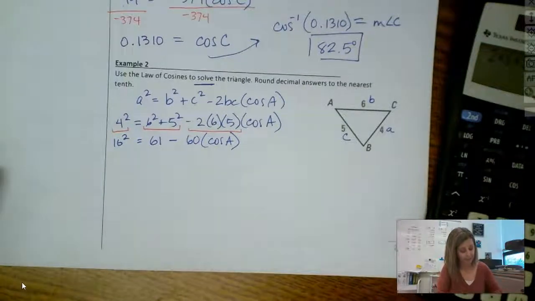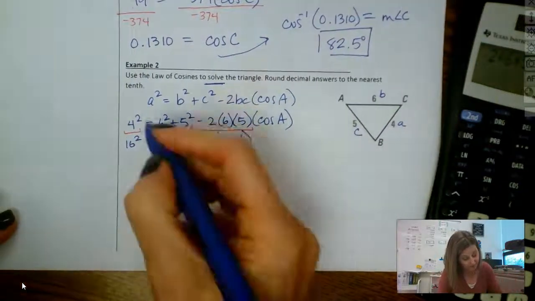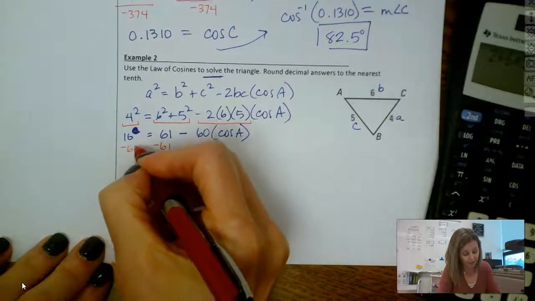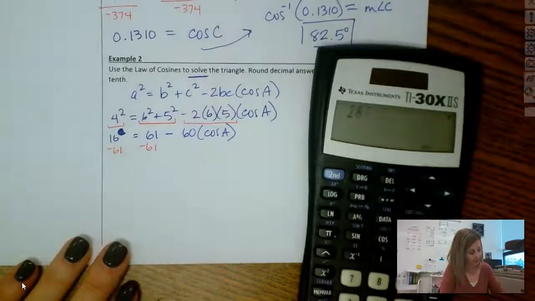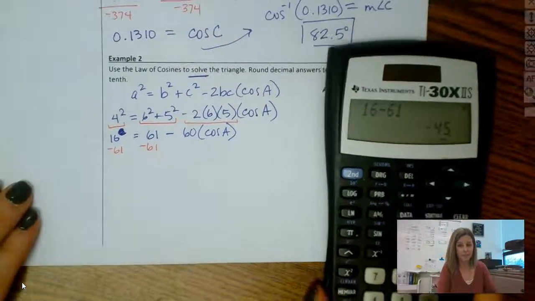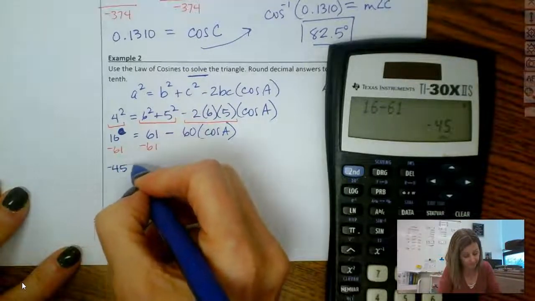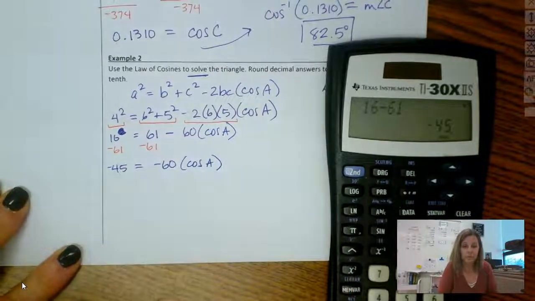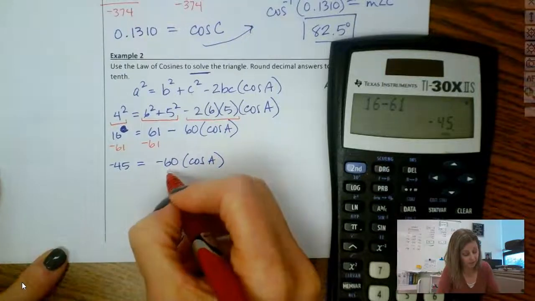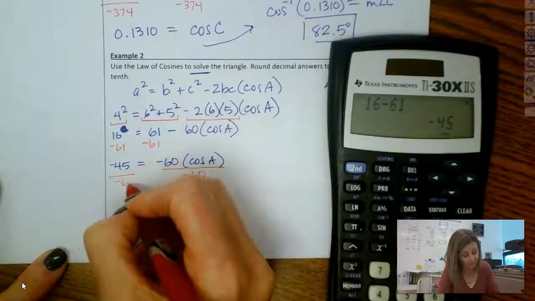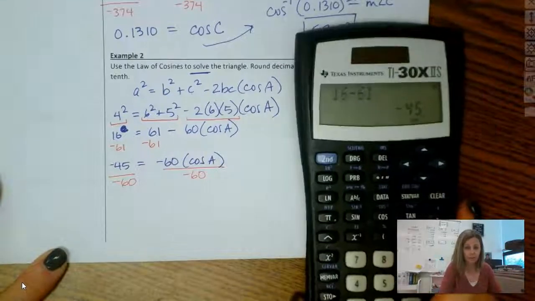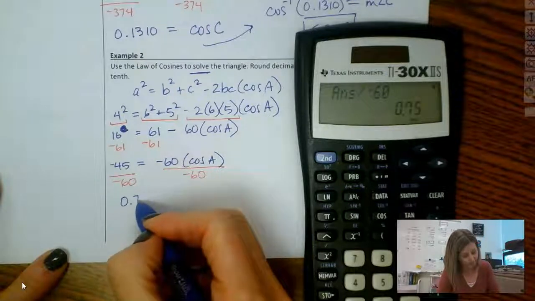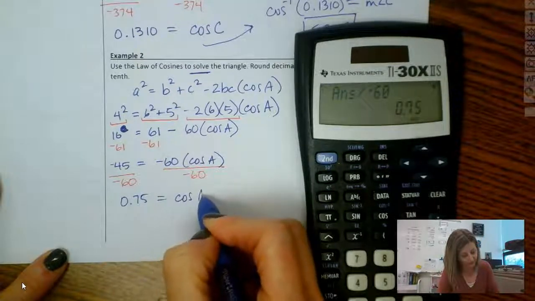Okay, so I need to isolate cosine of A. Oh, I don't know why I wrote 16 squared there. That's just 16. So my next step is to take away 61 from both sides. 16 minus 61 is negative 45 equals negative 60 cosine of A. I'm still isolating cosine of A, so divide both sides by negative 60. Negative 45 divided by negative 60 gives 0.75, which is equal to the cosine of A.